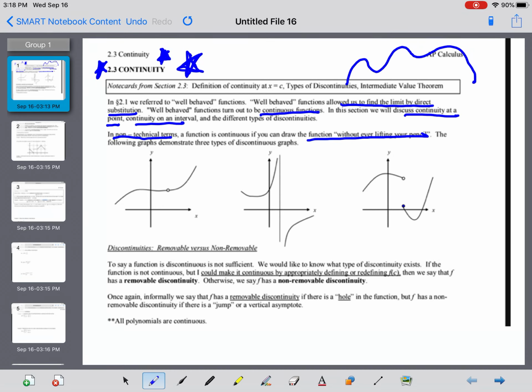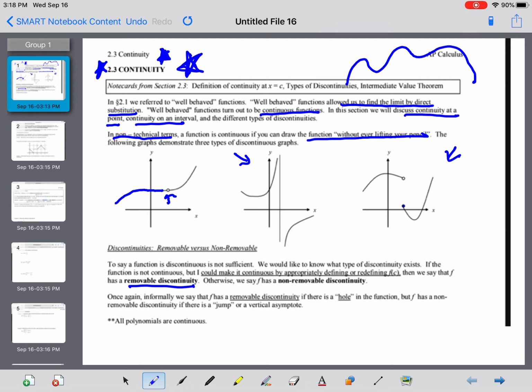The following graphs demonstrate three types of discontinuity. Like here I am trying to draw it. The limit exists, but there is no point right here. So I'd have to pick up my pen and step over it, even though it's infinitely small. This one's obviously not continuous. It has a vertical asymptote, and this one has a jump. You're not really going to be asked to write the words for these, but you need to know them.